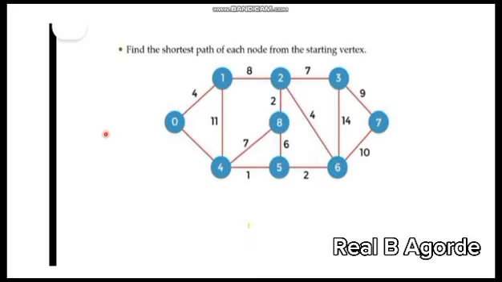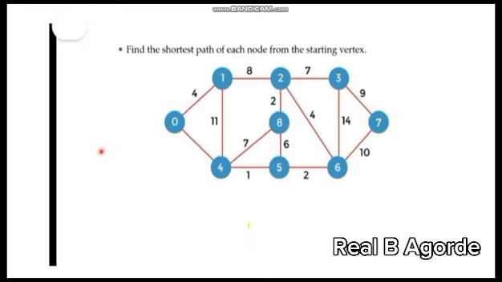Today we will be exploring Dijkstra's algorithm to find the shortest path in a weighted graph. Dijkstra's algorithm is a popular technique used in computer science to solve the single source shortest path problem. It helps us determine the minimum distance from a starting node to other nodes in a graph. So let's start solving the shortest path in the given graph.